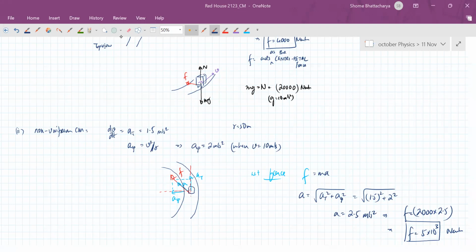Okay, so I hope you understood the difference between the two cases over here. The uniform circular motion case where the acceleration is purely centripetal. So the wheel has to be turned in such a way, and the spinning of the wheel on the ground is happening in such a way that the friction is acting only sideways in the centripetal direction, providing only centripetal acceleration.